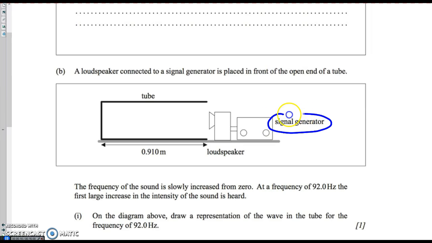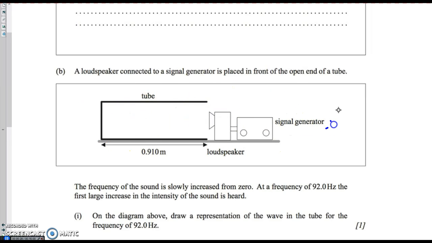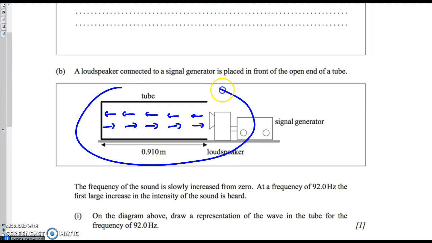So a signal generator creates an electrical signal, and then the loudspeaker turns it into a sound. Right, so the sound is being produced. We can imagine what's going to happen. The wave is sent down. It reflects back. And now we have two identical waves traveling in opposite directions. So this can produce a standing wave. We have the conditions.